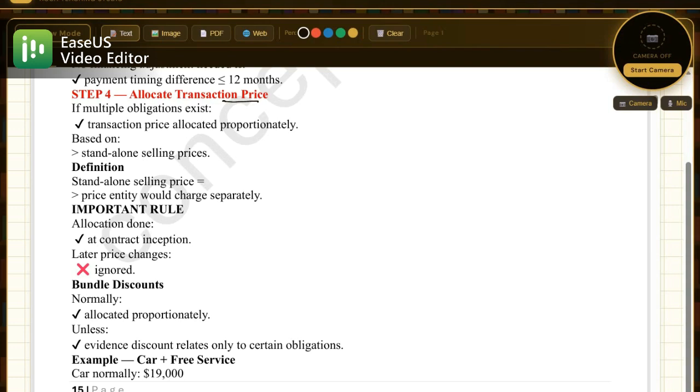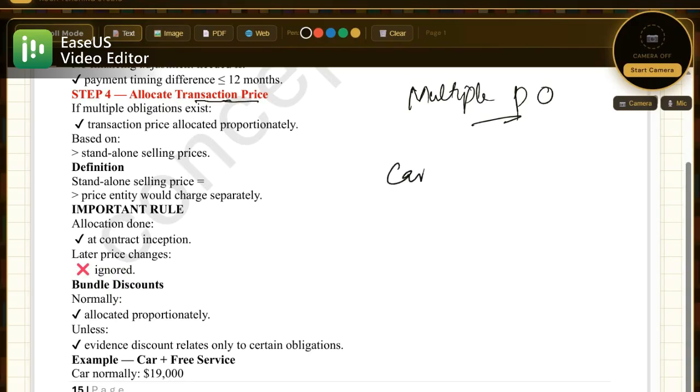Okay, all right. We have figured out the transaction price in the previous video. Now, what happens if a contract has multiple performance obligations? For example, selling a car and also promising pre-servicing. So how do we split the transaction price fairly between these obligations? And that is exactly what step 4 of IFRS 15 is about.